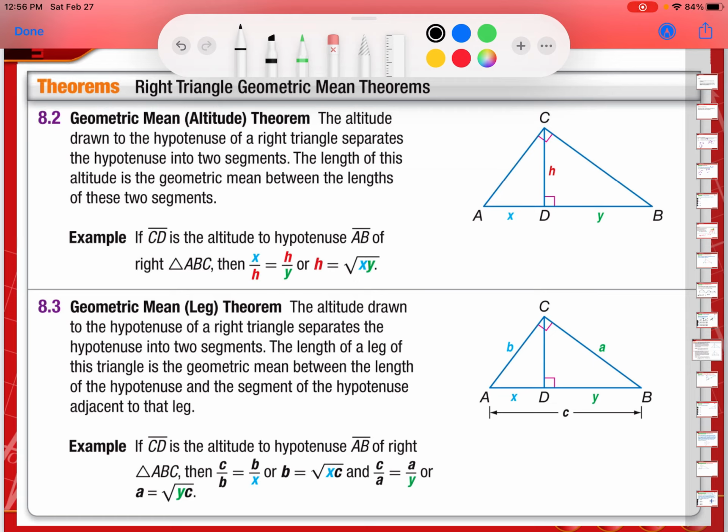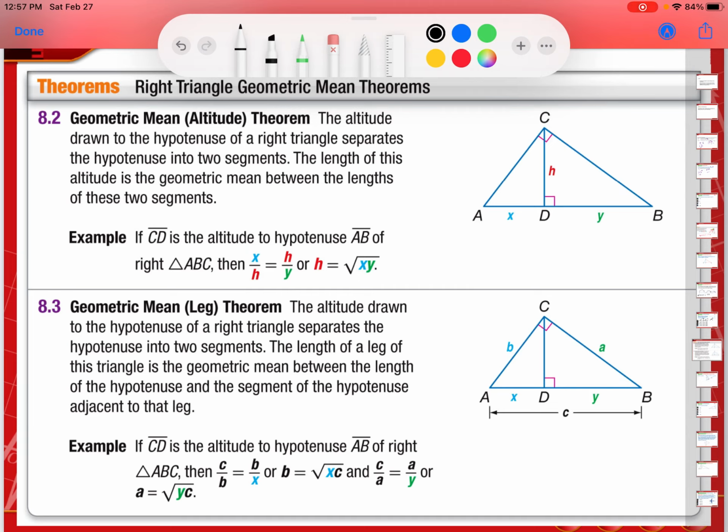Okay, now we have two more theorems. These theorems are, quite frankly, hard to memorize. So I encourage you to please write these in your notes. I beg you, please write these in your notes. I have a note sheet on my little notebook here that you can't see. I have these written down because I know I'm going to need to reference them because I can't keep them straight in my head 100% of the time.